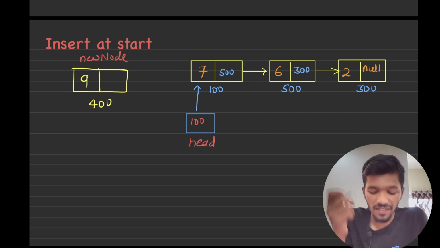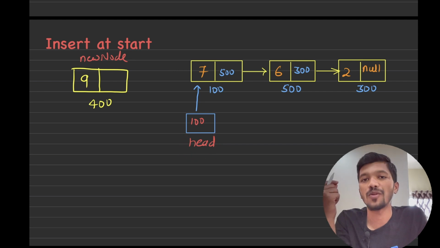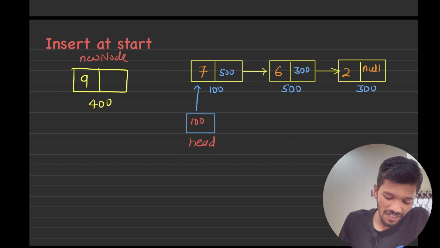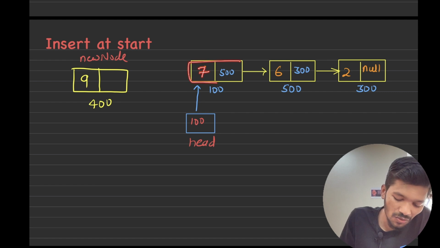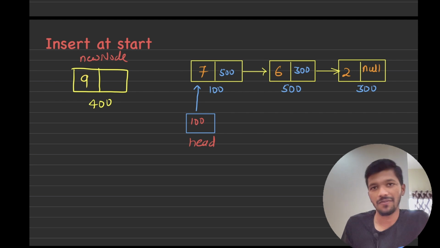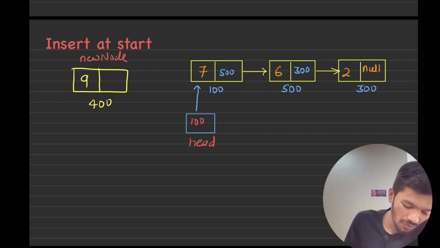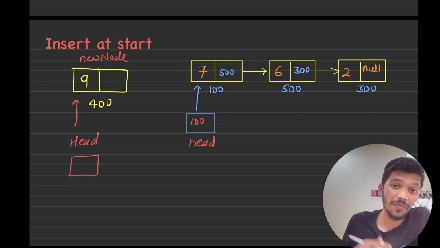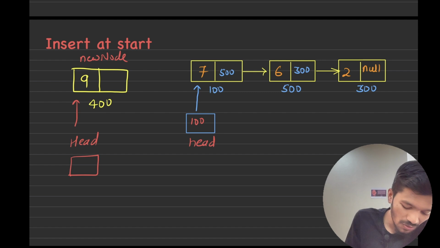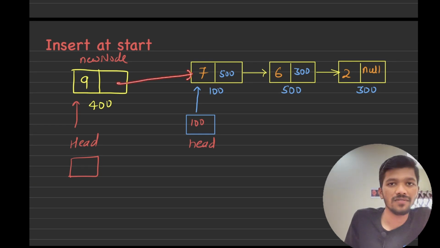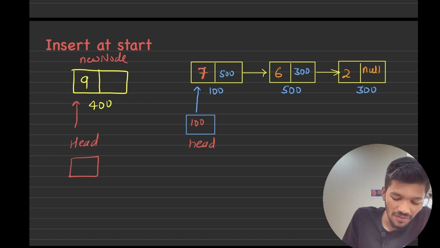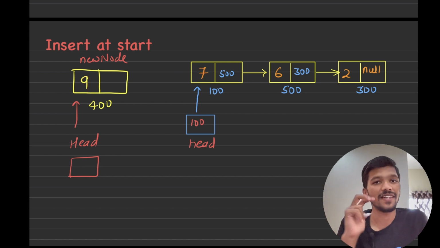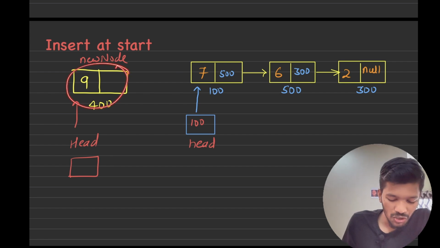We always know that the head points to the first node of the linked list, and now the head is pointing to 7, which means 7 is my first node. But now I want to make 9 my first node. So I need to make sure that my head points to this node. But before that, this node should also contain the address of its next node, that is 7. Because as of now 7 is my first node, and if I insert a node before 7, 7 will become my second node. Therefore this node should be pointing to this node.